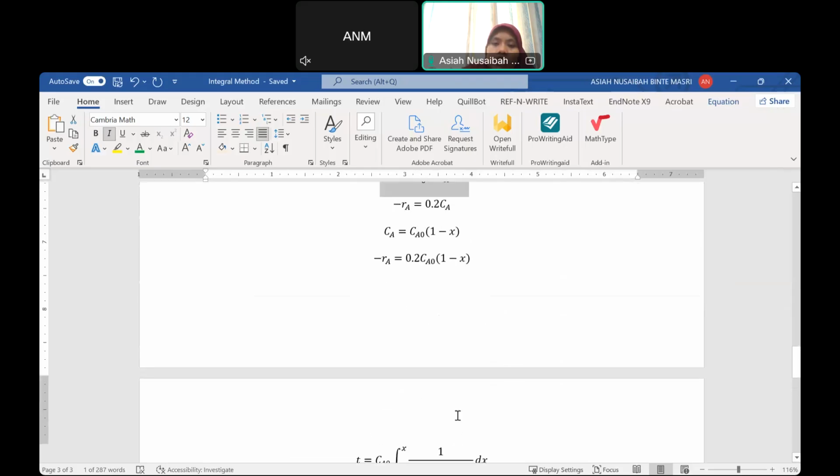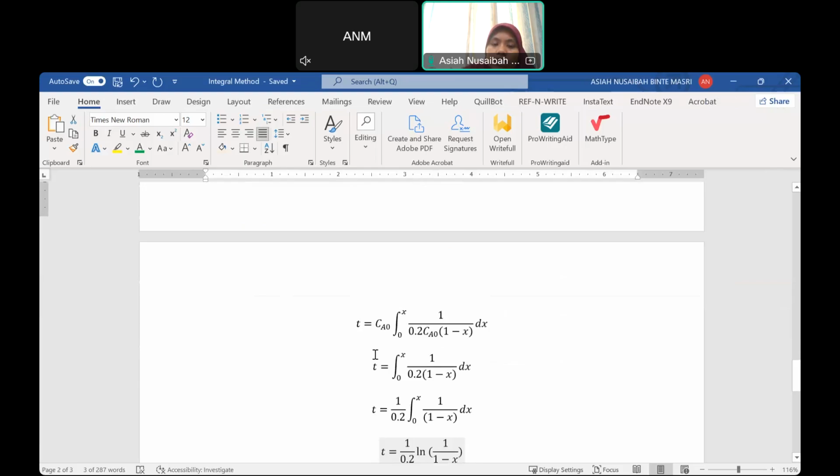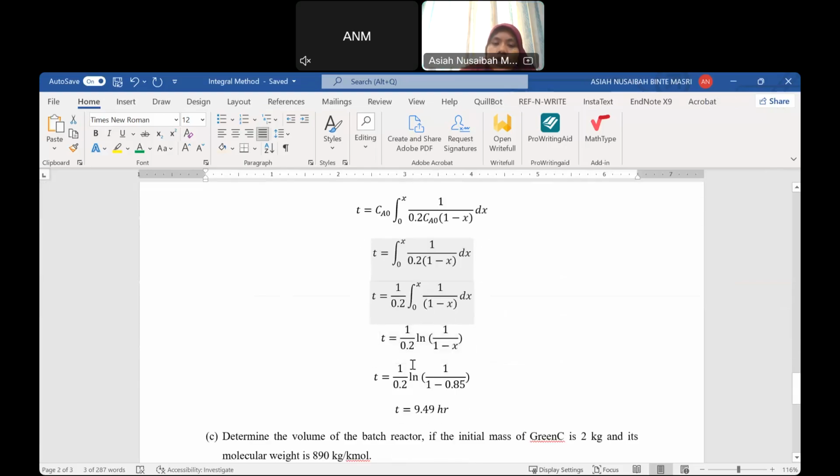The question mentioned that x is equal to 0.85. We can simply put into the equation. We get T equals 1 over 0.2 ln 1 over 1 minus 0.85. That would be time equals 9.49 hours. Okay, settle. Question B done.